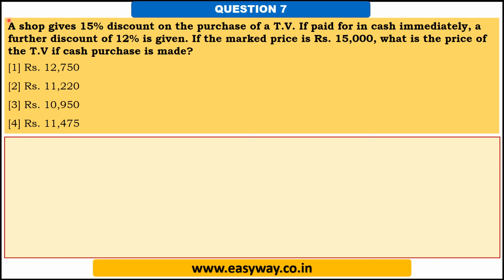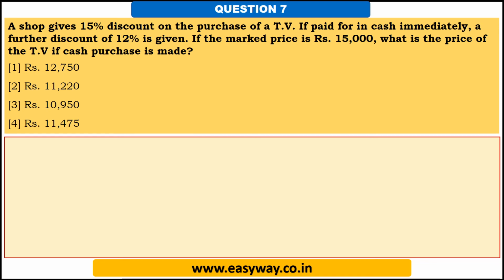Next question is, a shop gives 15% discount on the purchase of a TV. If paid for in cash immediately, a further discount of 12% is given. If the marked price is rupees 15,000, what is the price of the TV if cash purchase is made? Now see, in this question it is said that a shop gives 15% discount on the purchase of a TV, but if the payment is done in cash and that too immediately, a further 12% discount is given. If the marked price of the TV is 15,000, we have to find out what amount the purchaser has to pay if he makes the payment in cash.